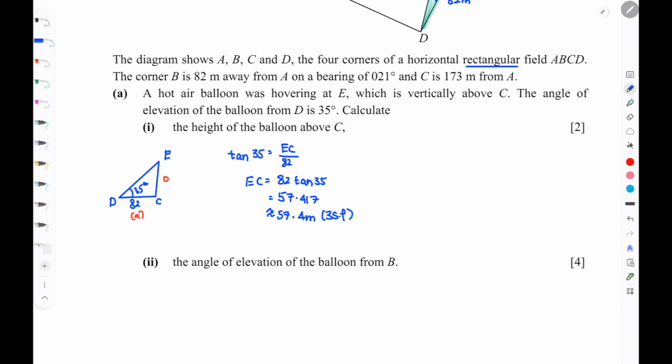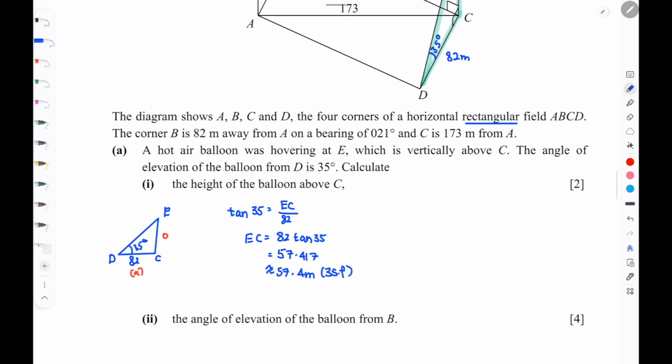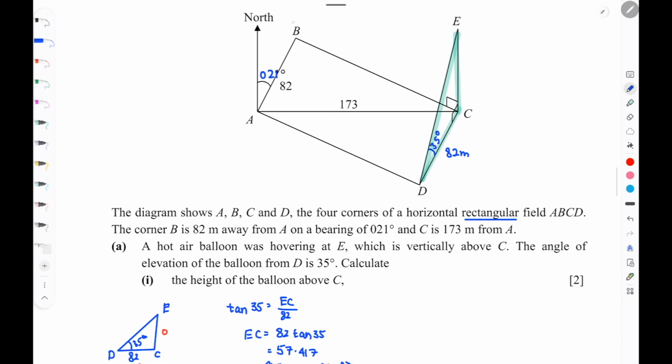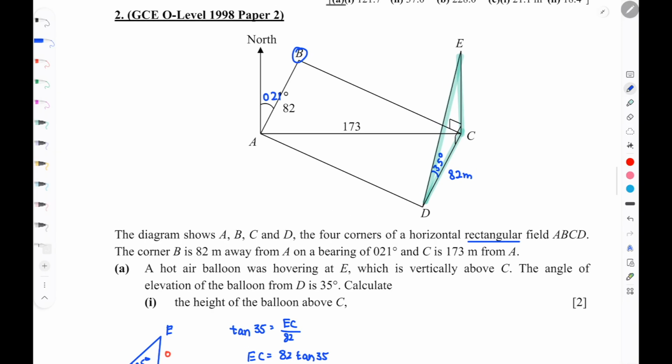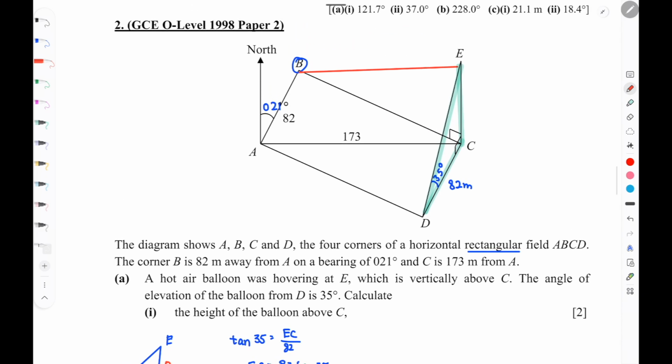Okay, now they want me to find the angle of elevation from B. Okay, so B is over here, but I do not know my length of BC. Okay, but it's okay. I'll draw my triangle first. So I'll draw triangle BEC. Okay, let me highlight in red. Let me draw this.